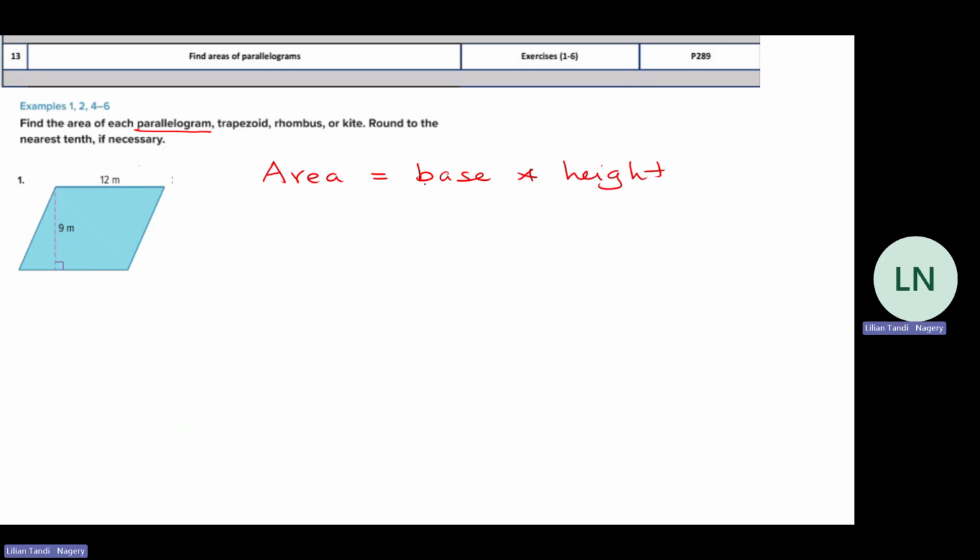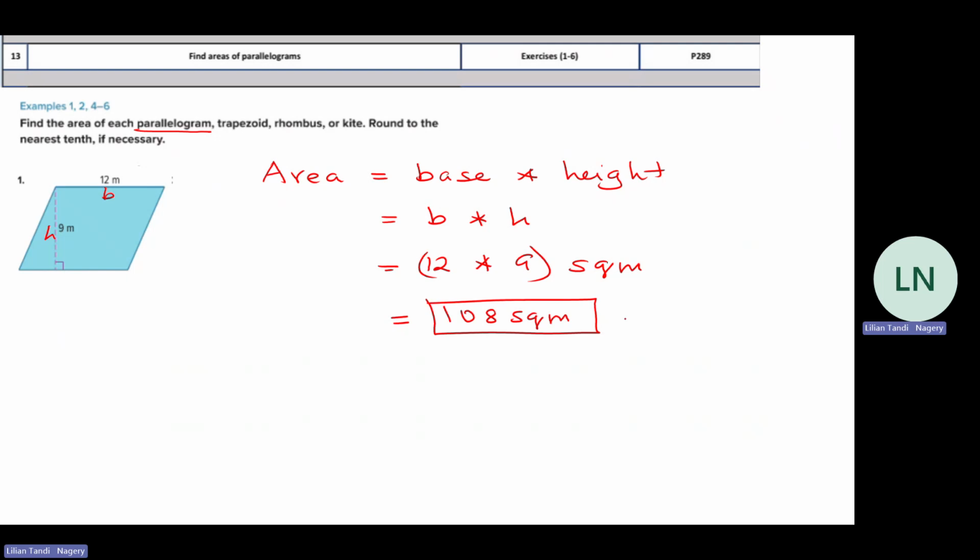Okay, now this base is written with a small b and the height with a small h. So according to your picture, this is your height and this is your base. So this will be 12 multiplied by 9, and your answer will be in square meters. And 12 times 9 is 108 square meters. Now, it can also be written as 108 meters squared. Okay, so same thing.